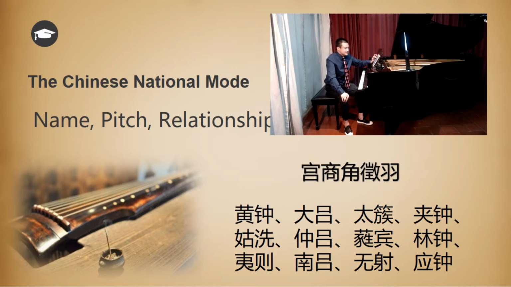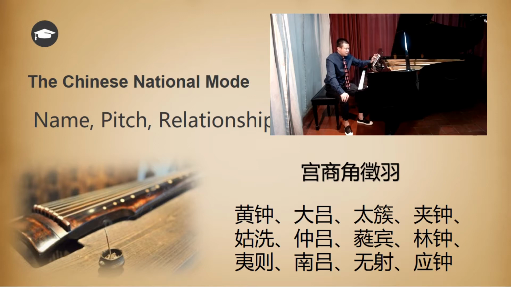In ancient times, the tone of the Han nationality was also divided into 12 semitones. The names of each tone are Huang Zhong, Da Lü, Tai Cu, Jia Zhong, Gu Xian, Zhong Lü, Rui Bin, Lin Zhong, Yi Ze, Nan Lü, Wu She, Ying Zhong. It is produced similar to the Western circle of fifths system or measure.